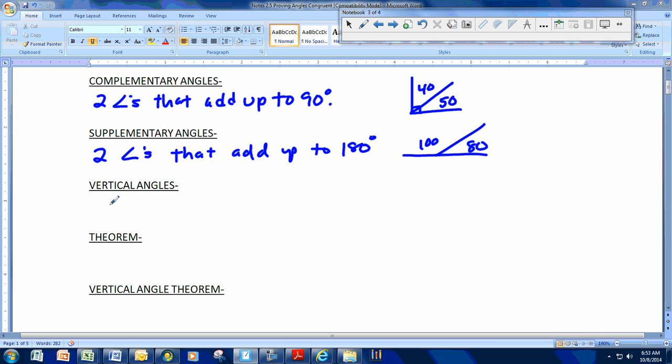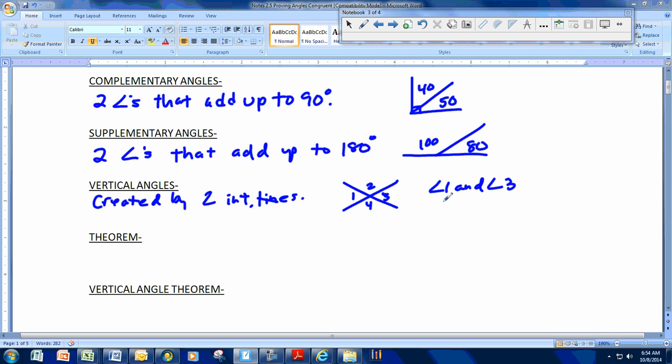Next we have vertical angles. Now vertical angles are created by two intersecting lines. So if we intersect two lines, that creates four angles. And the vertical angles are the ones that are across from each other. So angles 1 and 2, those total 180, so those are supplementary. Angles 1 and 3 would be vertical, and same thing with angles 2 and 4. Those are called vertical angles.